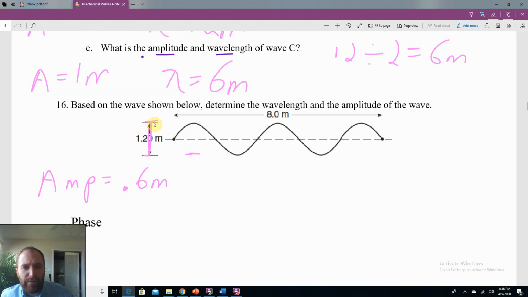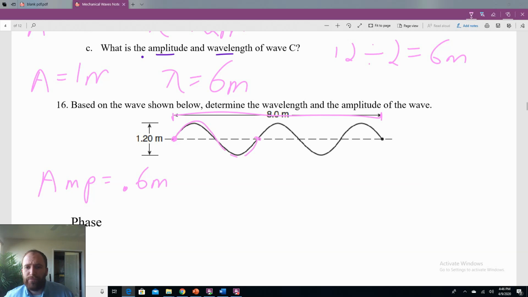Alright, now, we gotta find the wavelength. So we've got a full 8 meters here, right, from here to here. But that's not a wavelength. The wavelength is 1 wave, meaning like, I'm gonna trace 1 wavelength out. From here, all the way to the top, to the bottom, and back to where you started. That looks like 1 complete wave.